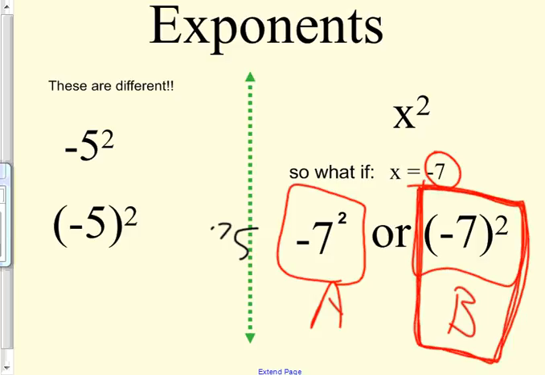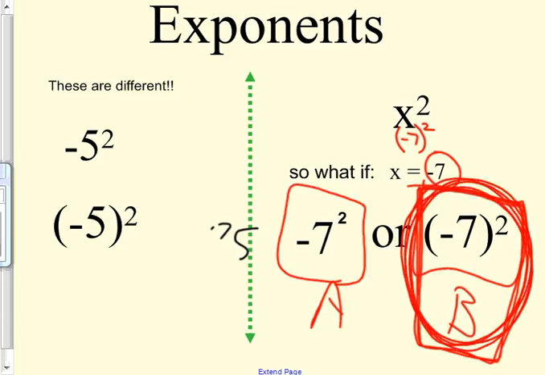-7 squared. Why do I know that? Because x is a variable. It's like an empty parentheses. So that's like empty parentheses squared. That's what x squared means. Then you drop in the -7, and it means -7 in parentheses squared. And therefore it's this one. And you just learned 2 seconds ago, is that one positive or negative? Positive. Positive 49 is your final answer.